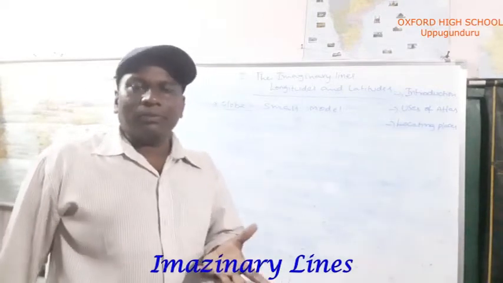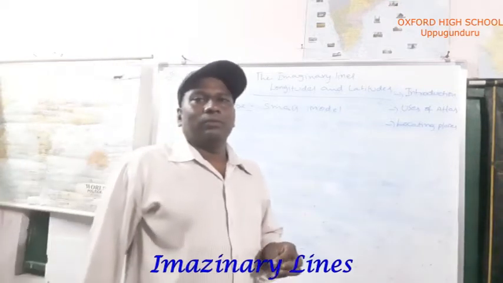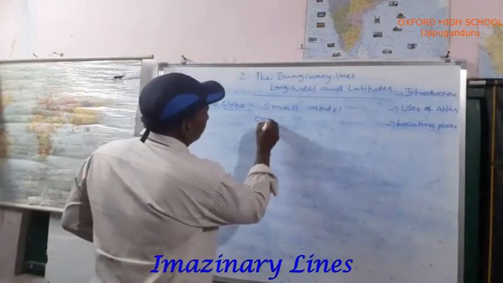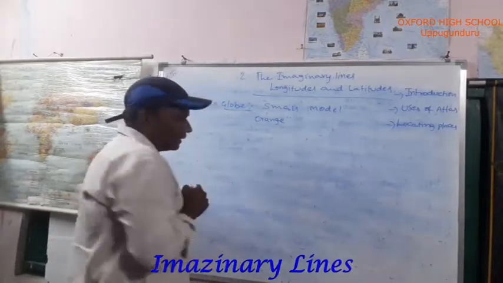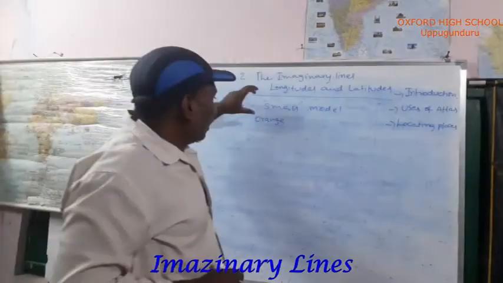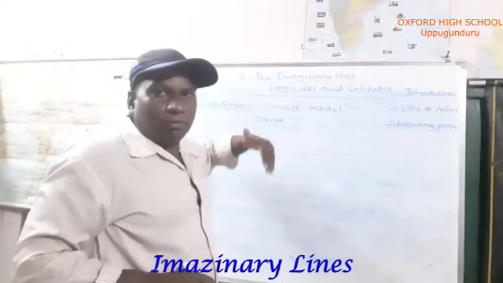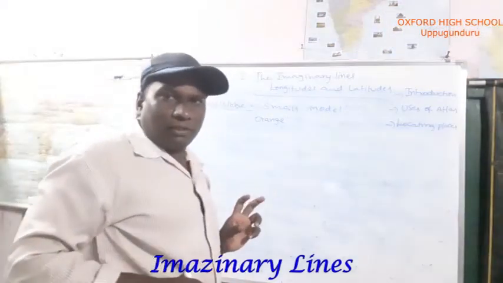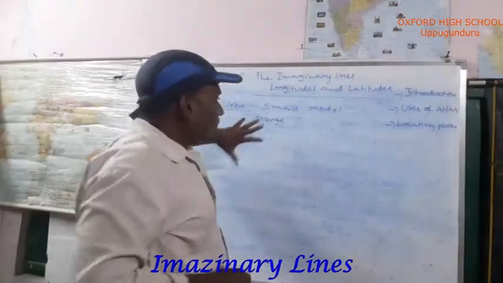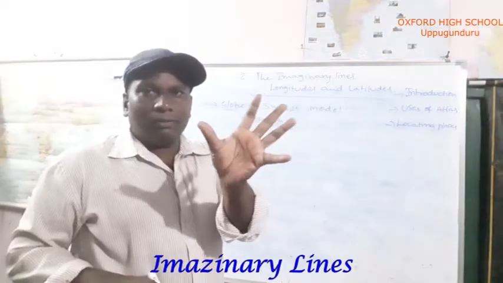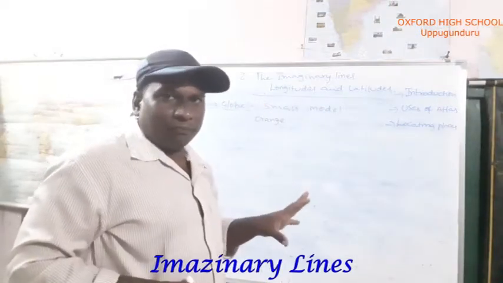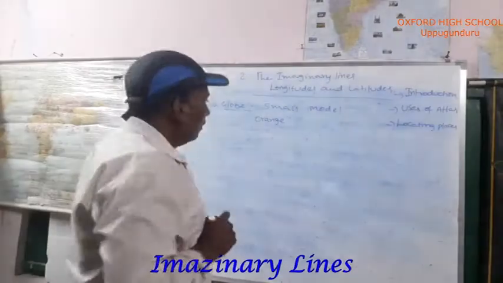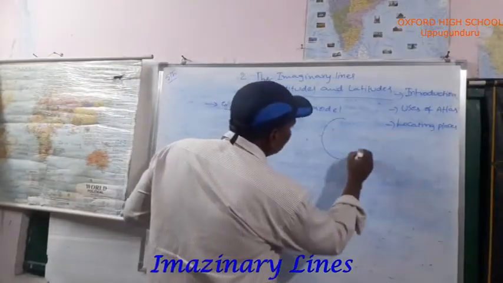If you wanted to compare the Earth, which object will you take? Orange. Earth looks like an orange. North and south, that means top and bottom parts, are flattened and the middle part is bulged. That is the shape of the Earth. We are comparing the Earth with an orange. Do you understand?